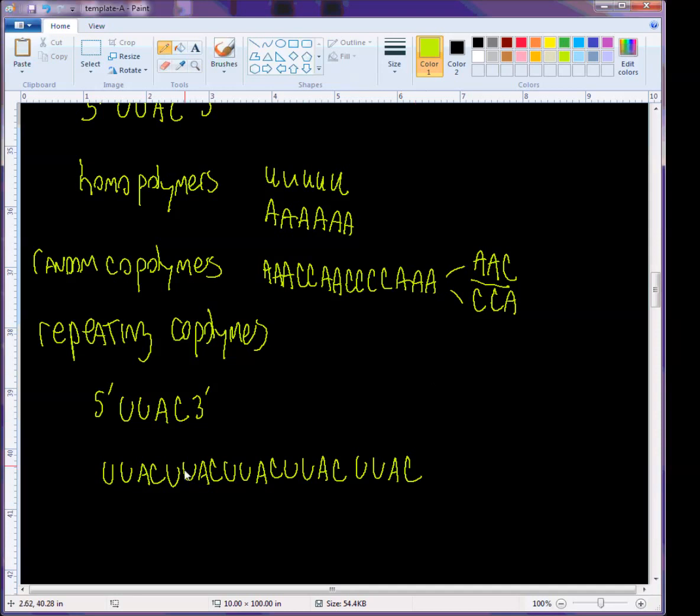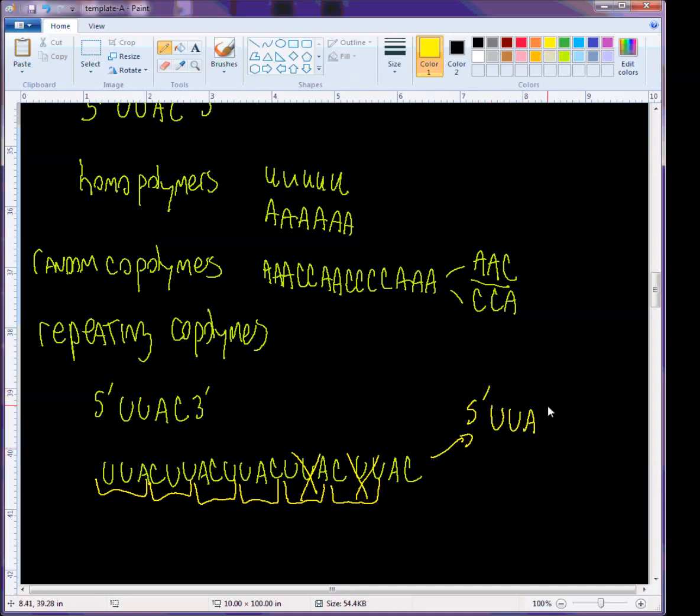Okay, and when we use UUAC, we can see that there aren't that many 3-letter codons in here. If a codon has to be 3 letters, well, we have a UUA here, we have CUU, we have ACU, we have UAC. Then we have UUA again. Oh, wait a second, we already have that one. How about CUU? We already covered that one. And so I think we'll find that we only see 4 possible codons in here.